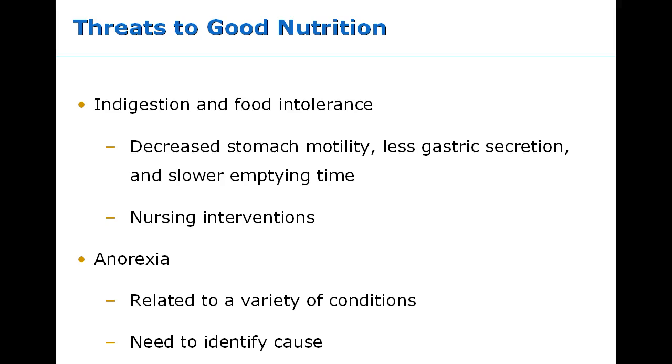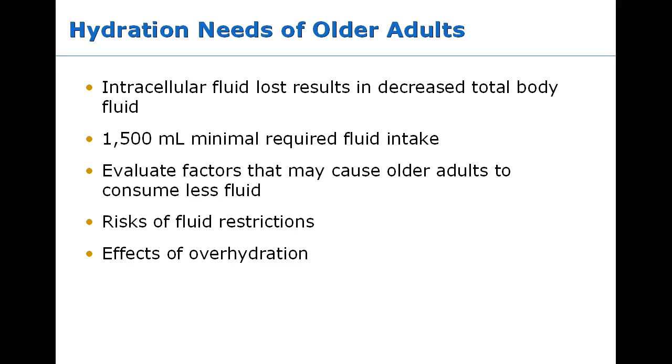Look at anorexia. Now, the definition I put earlier in the beginning of the PowerPoint, make sure you know anorexia, know that it's related to various conditions. Don't single out one condition, and we all need to identify what's causing this individual to be anorexic. Now, as we look at hydration needs for the older adult, I spoke on the 1,500 ml minimum required fluid earlier, but look at this.